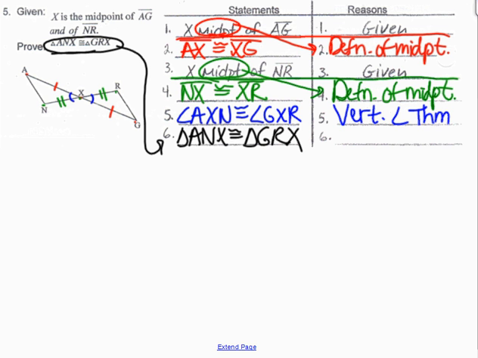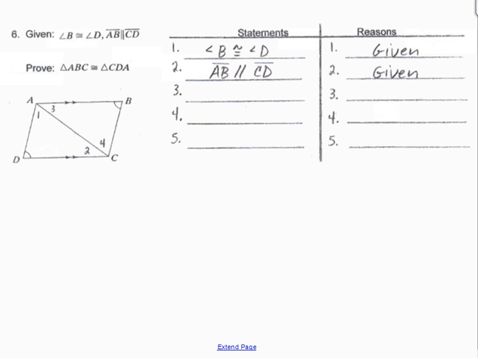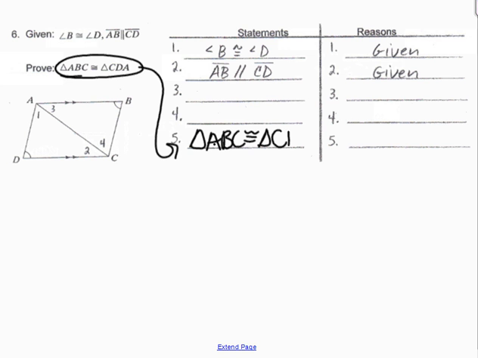All right, blue's done. Now I'm off to black, and now I'm looking at my picture. I have two sides and an angle, and that angle's included, also known as in between. So this is going to be side, angle, side. All right, here we go, another parallel one. But first, write what you need to prove last. Triangle ABC is congruent to triangle CDA.